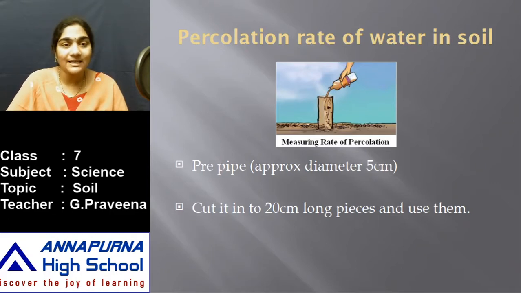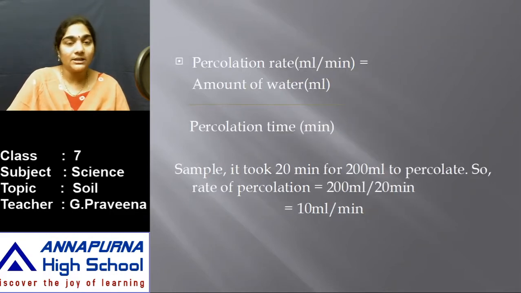So how can we calculate the rate of percolation? Here is a formula to calculate that. Percolation rate is equal to the amount of water that we have taken divided by the percolation time, the time taken for it to percolate in the pipe. As a sample, assume that the time taken is 20 minutes for 200 ml to percolate. So the rate of percolation will be 200 ml by 20 minutes, which is equal to 10 milliliters per minute.